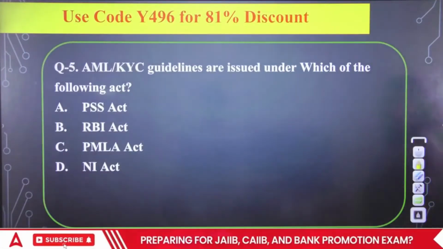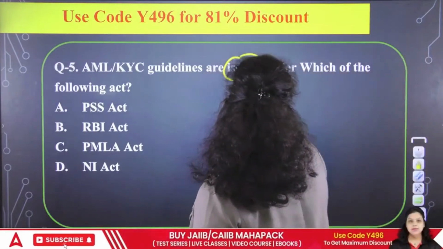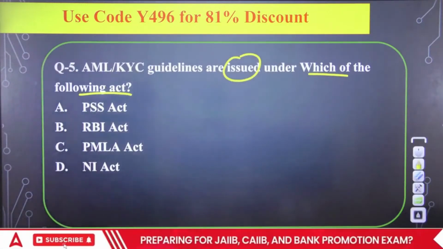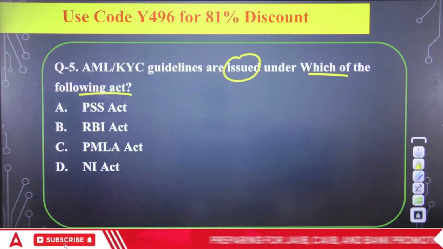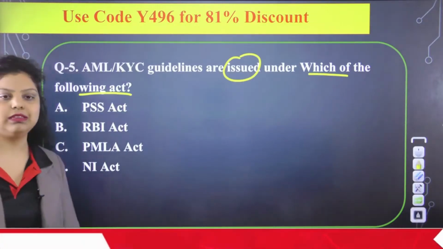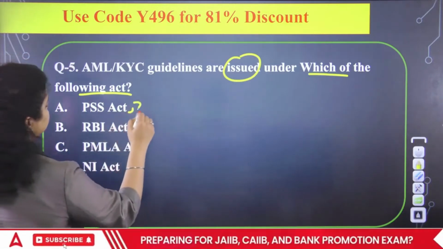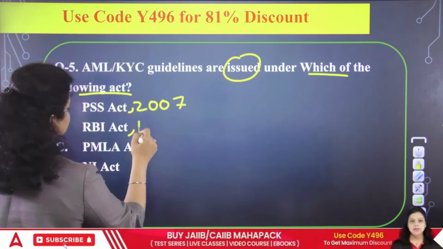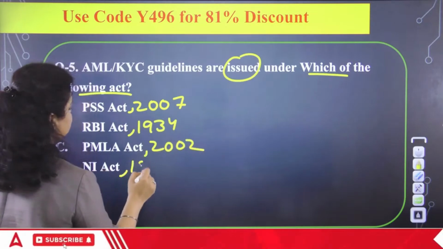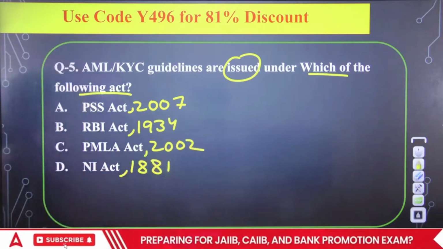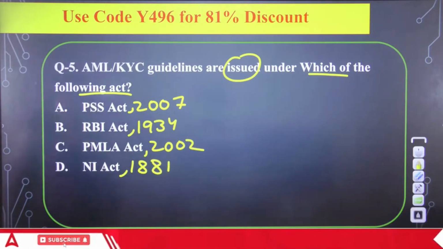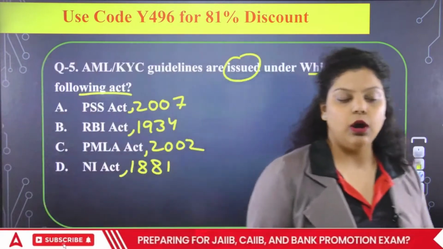Next question is talking about that AML KYC guidelines are issued under which of the following act. In which act the AML KYC guidelines have been issued? First is PSS Act, second is RB Act, third is PMLA Act, fourth is NI Act. The years of the acts are: this is 2007, this is RB Act 1934, this is PMLA Act 2002, and this is NI Act 1881. Also remember the years of the act. So which of the following act is there in which the AML KYC guidelines are issued? A, B, C or D?